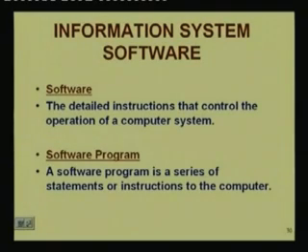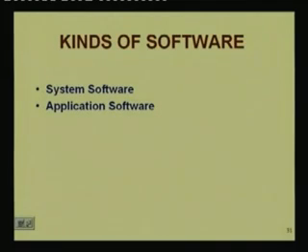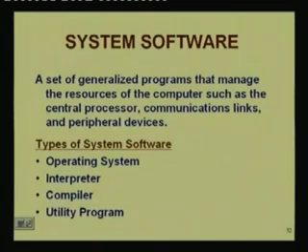So with that, let us try to understand certain key features of software. First of all, software is a detailed instruction that controls the operations of a computer system. A software program is a series of statements or instructions to the computer. There are two types of software on a very broad basis: the system software and the application software. Let us first see the system software.